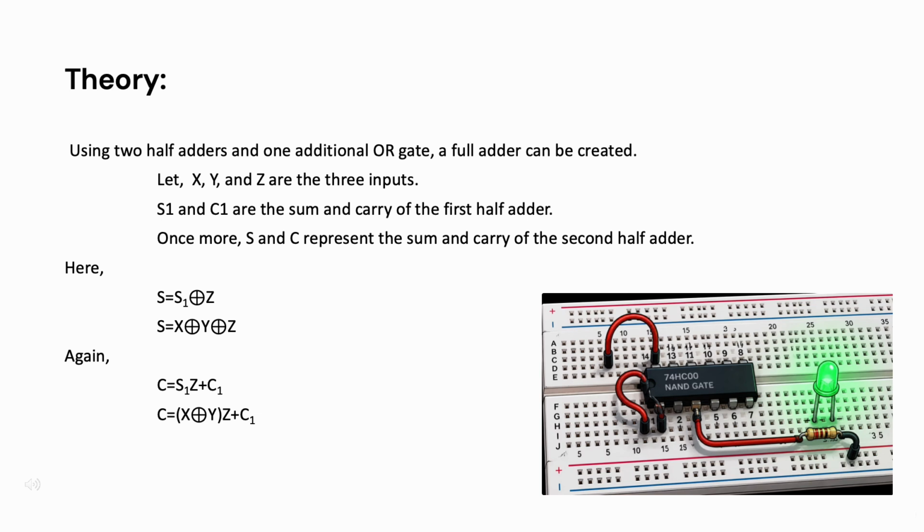Here, S equals S1 XOR Z. S equals X XOR Y XOR Z. Again, C equals S1 Z plus C1. C equals (X XOR Y) Z plus C1.